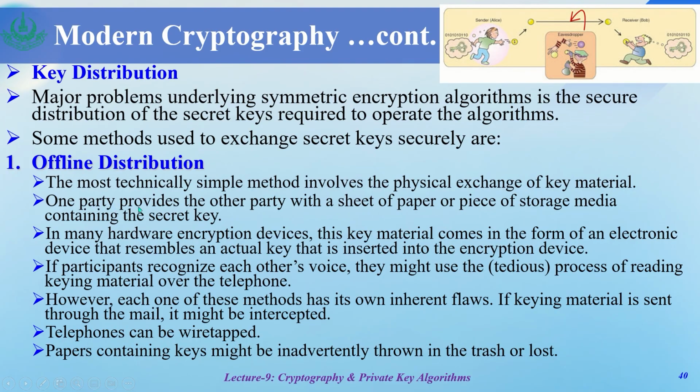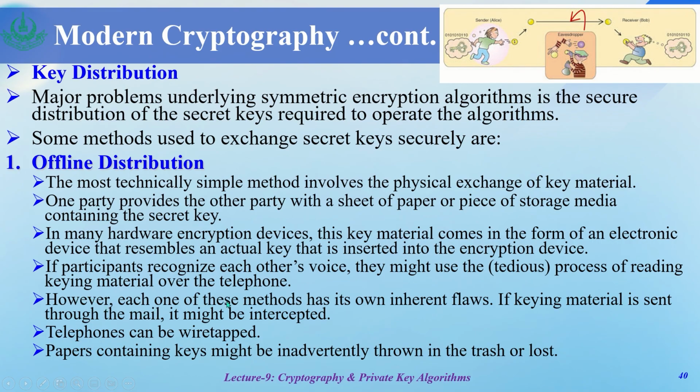One party provides the other party with a sheet of paper or a piece of storage media containing the secret key. In many hardware encryption devices, the key material comes in the form of an electronic device that resembles an actual key that is inserted into the encryption device. If participants recognize each other's voices, they might use the tedious process of reading keying material over the telephone.